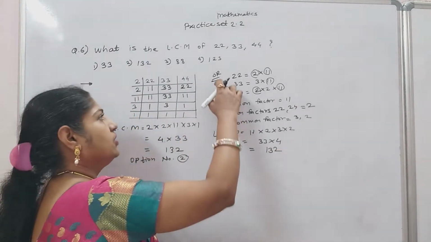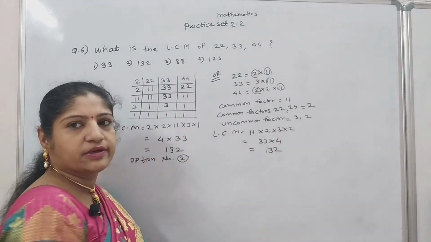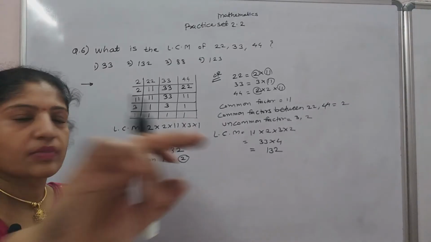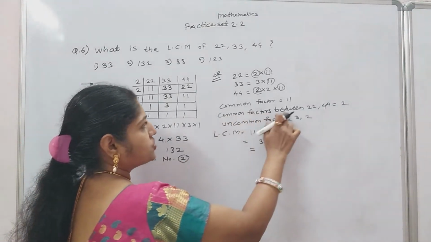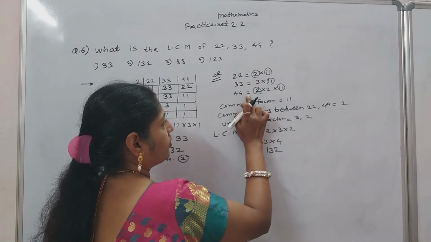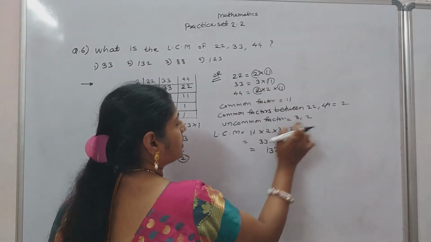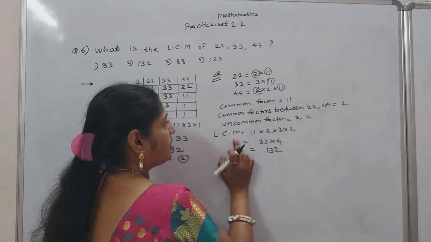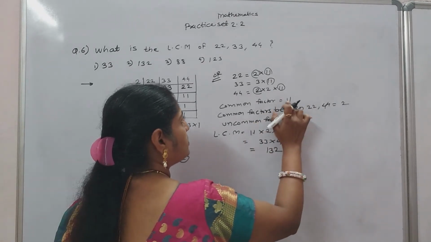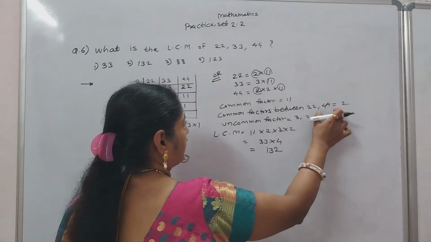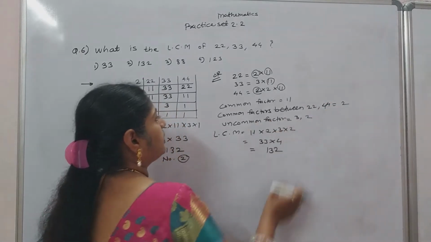But this is the long method, and this is the short method. The common factor between 22 and 44 is equal to 2. And 3 and 2 are the uncommon factors. And LCM equals the multiplication of the GCD, then the common factor between two numbers, and then the uncommon factors.